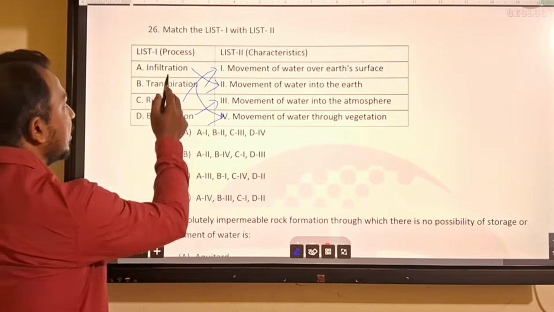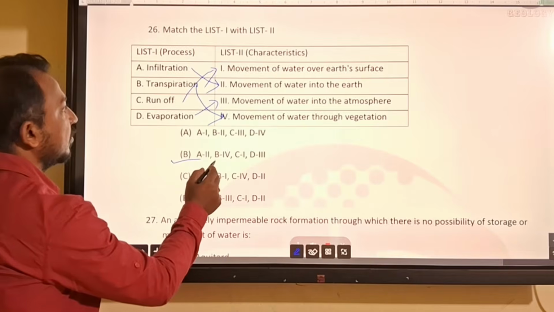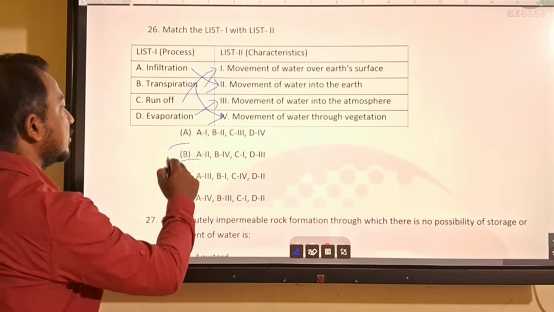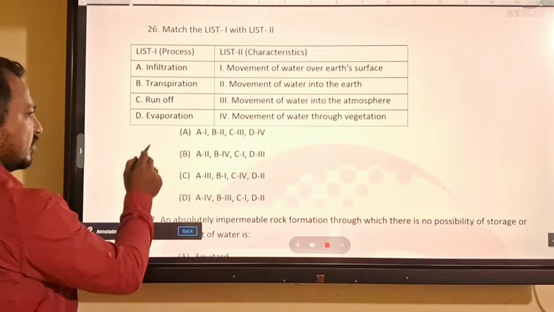So let's see: infiltration, A is second. There is one option where A is second, B is fourth, C is first and D is third. Option B will be correct. So these are terms, you just have to remember them.